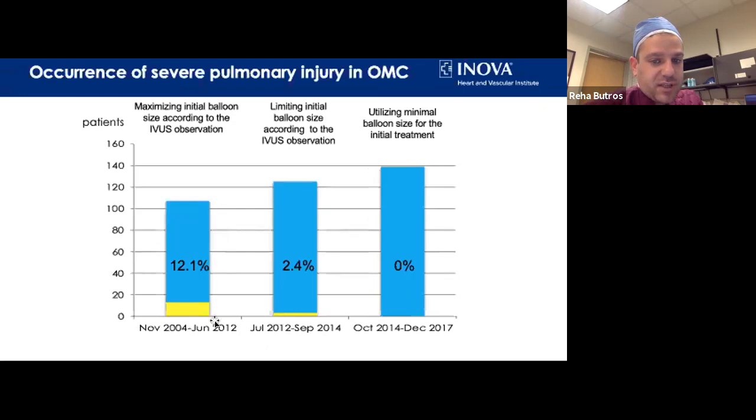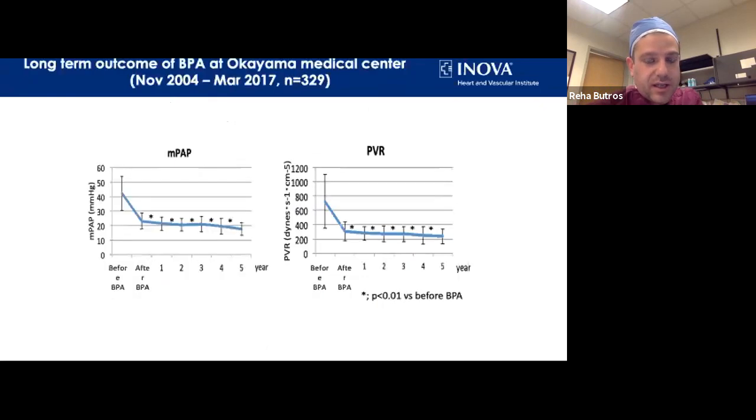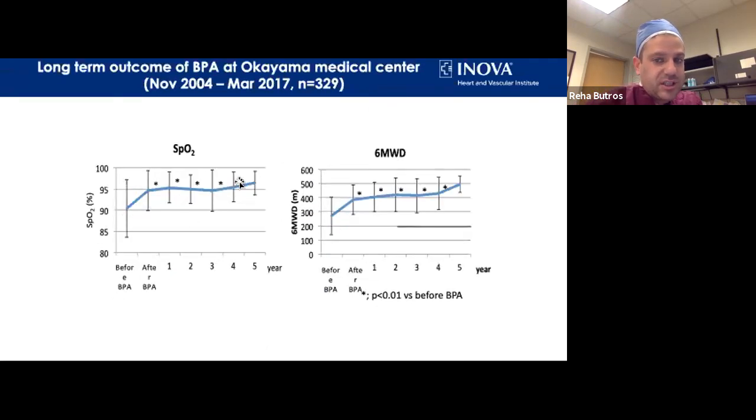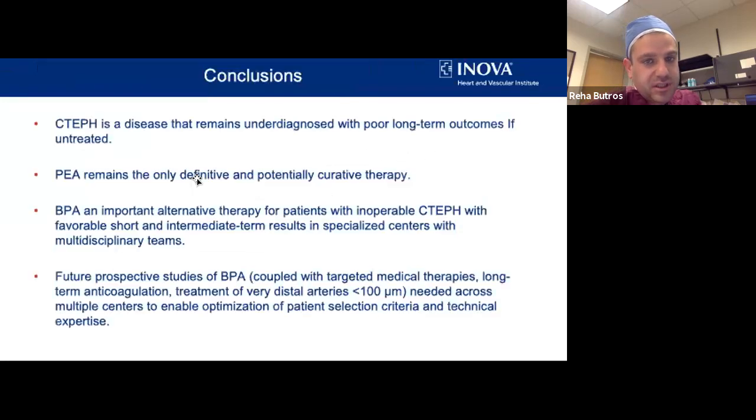Initially, from 2004 to 2012, their complication rate was 12%, and now it's 0%. We've done about 4 patients so far, and knock on wood, we haven't had any significant complications either, since we're following their protocol. And here you can see sustained decreases in the pressure over 5 years. PVR is also decreased, their oxygenation is improved, and the 6-minute walk test is improved in their patient population.